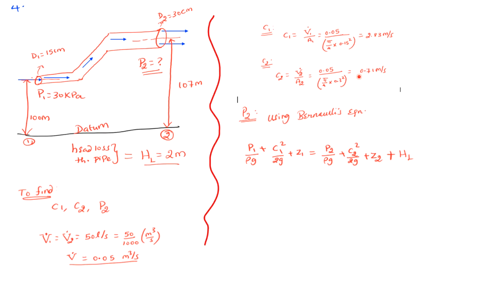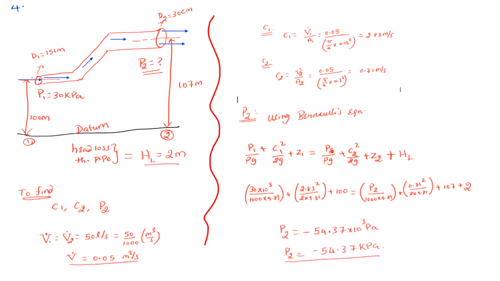The only unknown is P2. All we have to do is substitute everything we know into the equation. It is as simple as this. Then if we rearrange the equation, I get the pressure 2 to be minus 54.37 kilopascal.